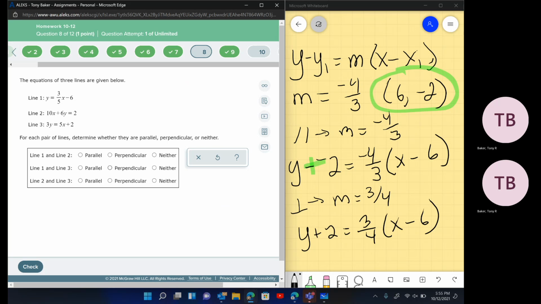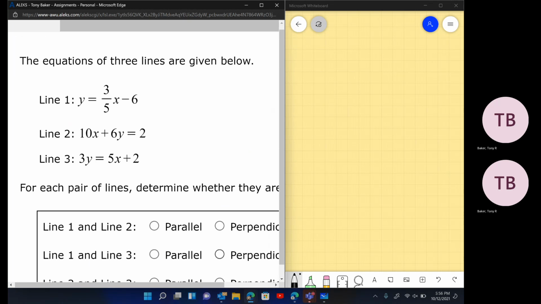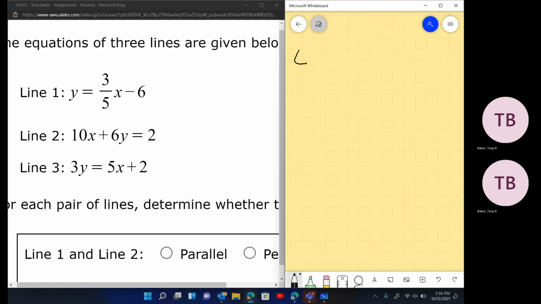All right, so number 8. This one is another one that looks really complicated. This one, you're looking for your slopes. So really all you want to do before you even start the problem is find the slopes of your 3 problems. So line 1 is y equals 3/5 x minus 6. So my slope is 3/5.